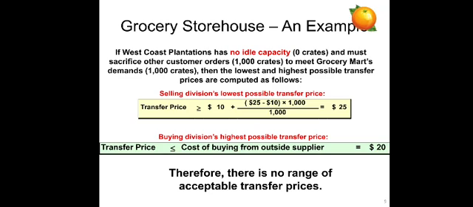The buying division's highest possible transfer price is $20. So from these two numbers, you can understand that the selling division wants to sell the oranges at $25, while the buying division wants to purchase the oranges at $20. For this situation, there is no range of acceptable transfer prices. Both parties will not agree, because the selling division wants $25 and the buying division is willing to pay only $20. So there is no acceptable price for both segments.